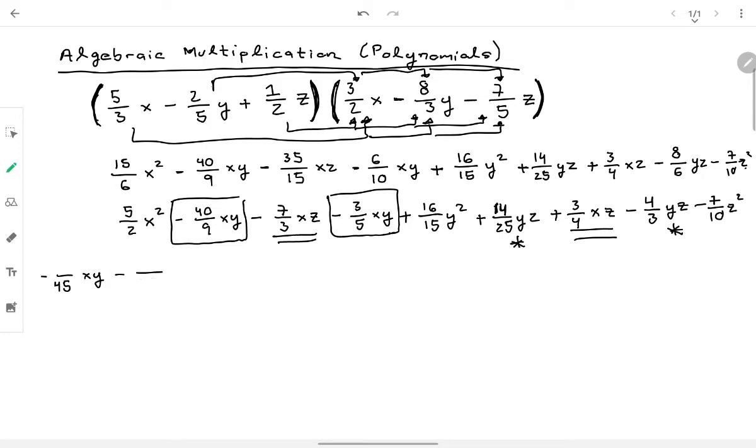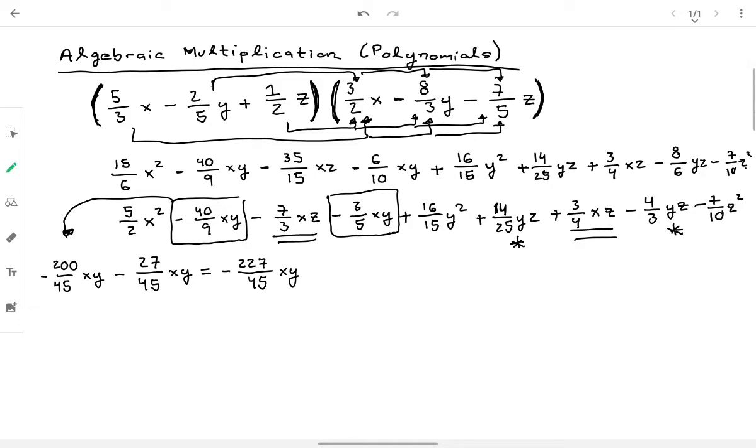Both of them are negative ones, so we can make the conversion. The first fraction is going to be multiplied by 5, so 40 multiplied by 5 is 200. And the second one gets multiplied by 9, so it will be minus 27. So we will get minus 227 over 45xy. This is a fraction that we cannot simplify, so it will stay like that.